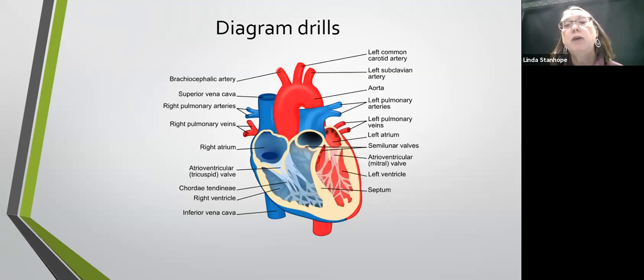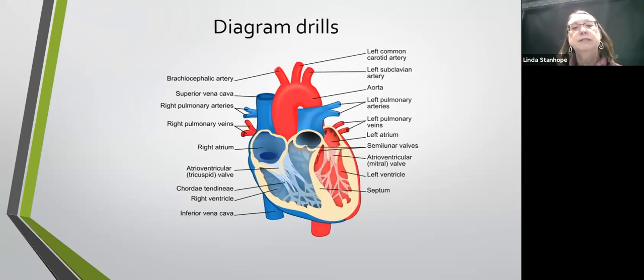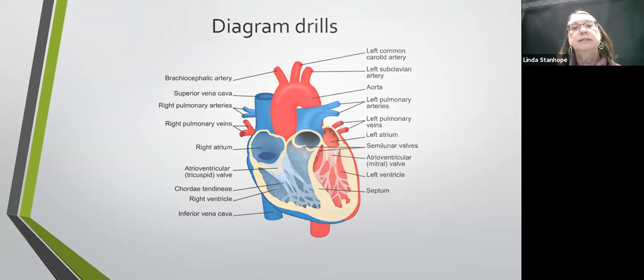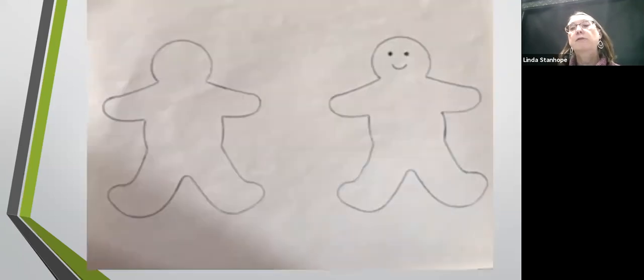And so we do the diagram drill for a couple of days in a row. And then the last day, I let them know that they are going to have a quiz over this tomorrow, which of course during the quiz, they don't get to use a partner. But it works really well. And then I pull these diagrams back out when it comes to 6 weeks tests and semester exams to just give them a reminder of it.